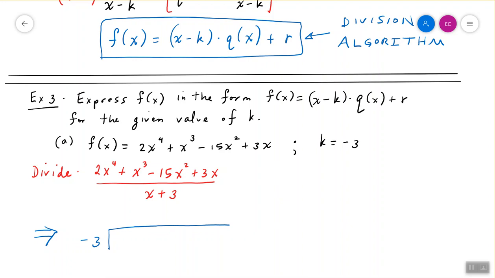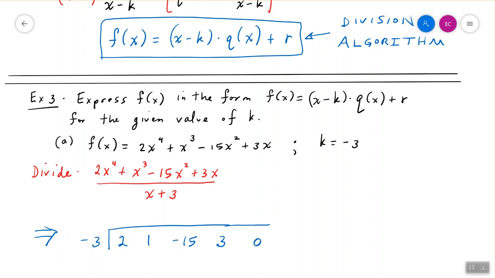And then underneath, we're going to put the coefficients of the polynomial f of x. So we're going to have 2, 1, negative 15, 3. And then notice there's no constant at the end. So we need to insert a term for the constant. We need to think of the constant as 0 and include it.